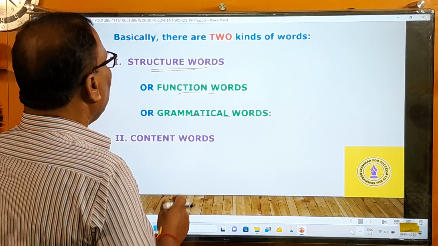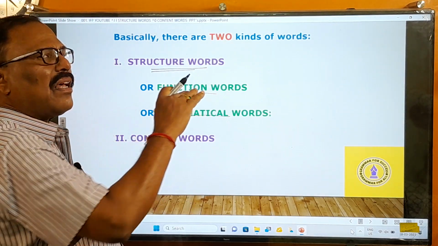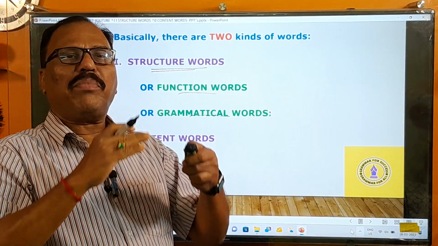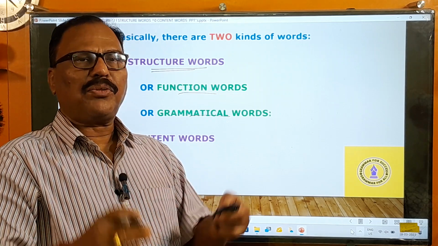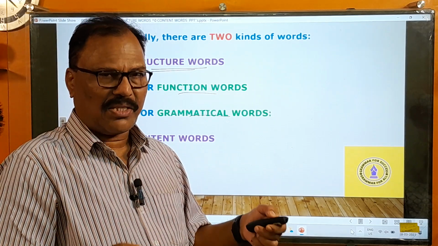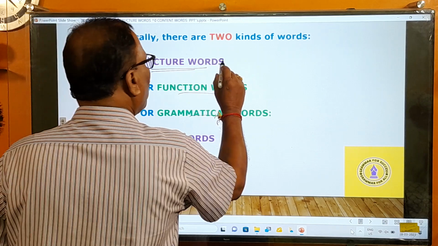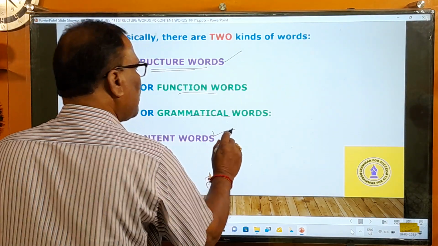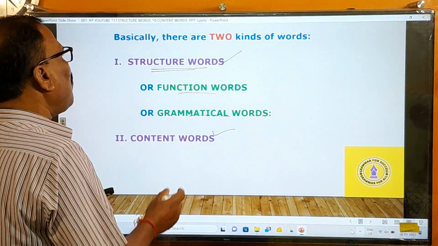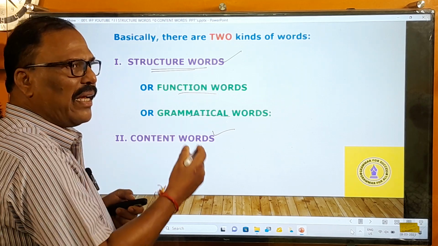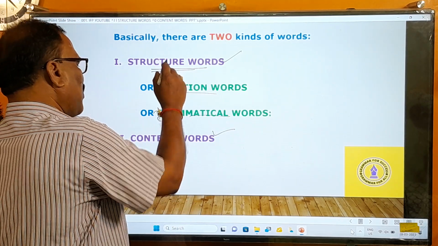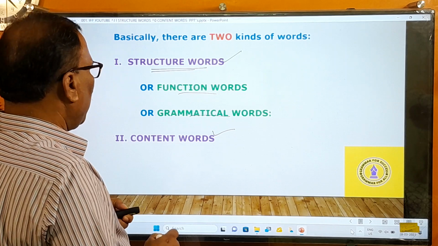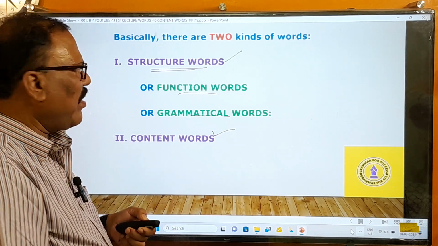And here, in this way, the words in the English language have been divided into two broad categories, okay? Structure words one, and content words another. So now let us see in detail why they are called structure words and content words. Okay, let us go into the details, right?